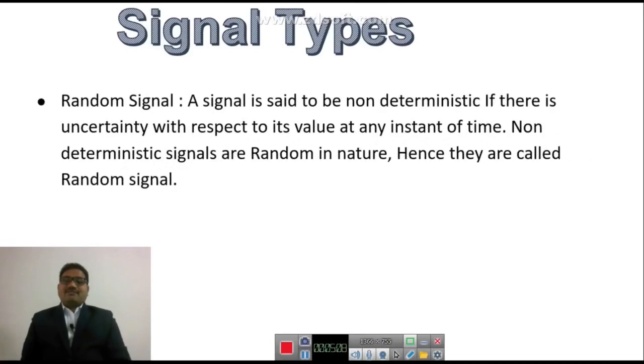A signal is said to be non-deterministic if there is uncertainty with respect to its value at any instant of time. It means we cannot know the precise value of the signal in advance. Non-deterministic signals are random in nature and hence they are called what? Random signals.